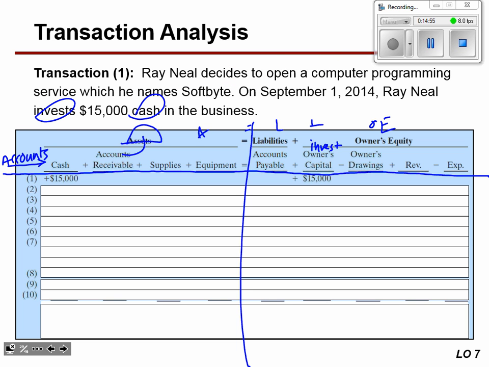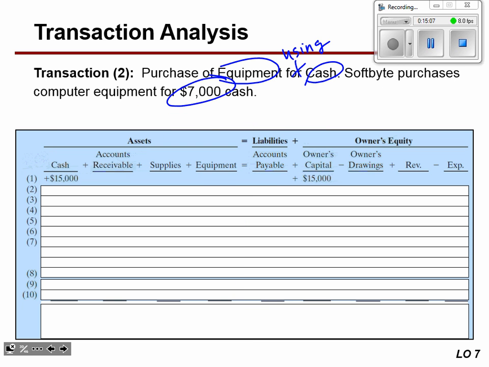Unlike this one, where there's 1 under assets and one on the other side, what umbrella is exclusively going to be impacted here? Assets, because we are gaining equipment, but what are we using to buy it? Cash. So you're going to see cash go down by 7,000 and equipment go up.